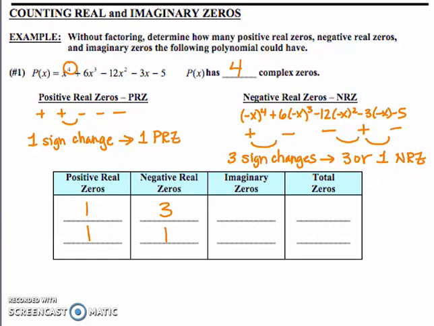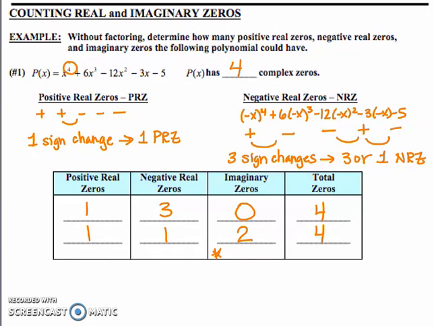Well, my total zeros have to be 4 in either case. If I have the top situation, 1 positive real zero and 3 negative real zeros, that means I'm going to have 0 imaginaries. But if I have the second situation where I have 1 positive and 1 negative and there's 4 total, that means that 2 of my zeros would have to be imaginary.